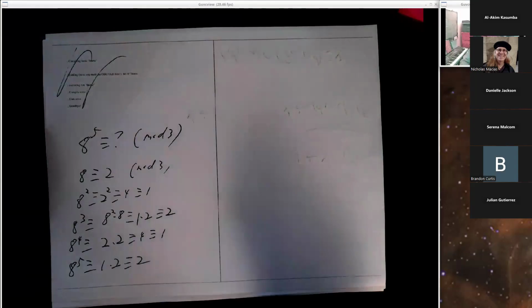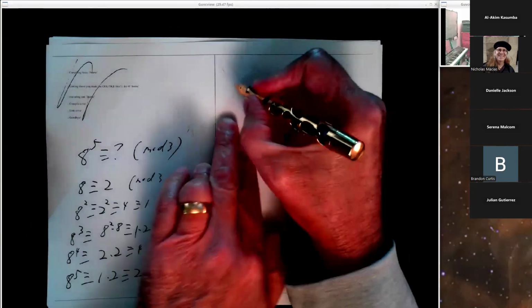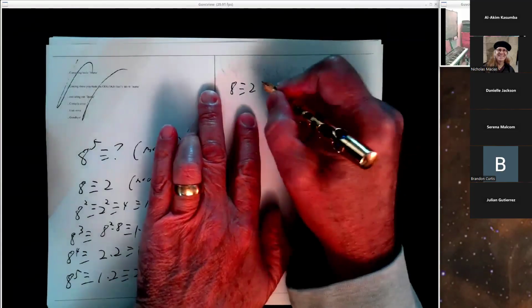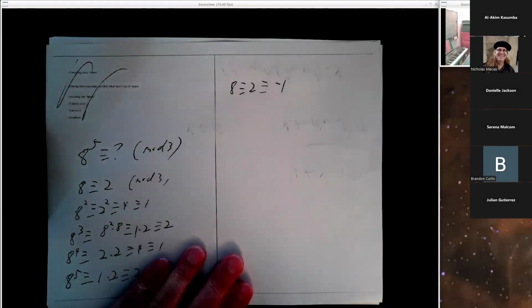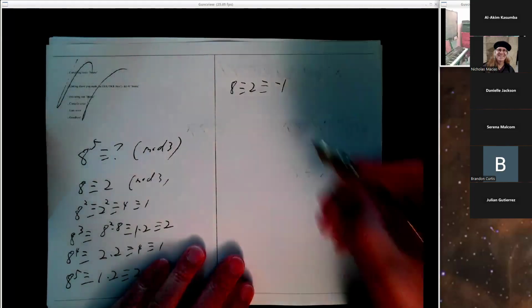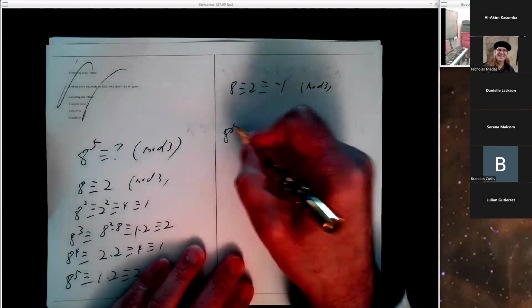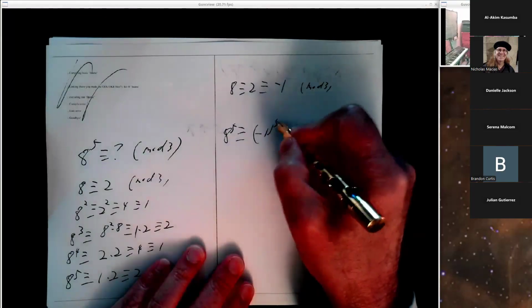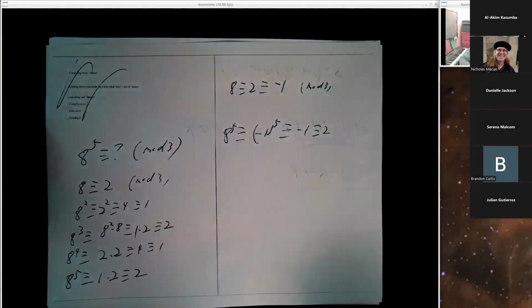So you had to do a little more work there. But we could also have done this. 8 is congruent to 2, which is also congruent to minus 1, right? 8 is 1 less than a multiple of 3, namely 9. And so 8 to the 5th is congruent to minus 1 to the 5th, which is just minus 1, which is the same as 2.